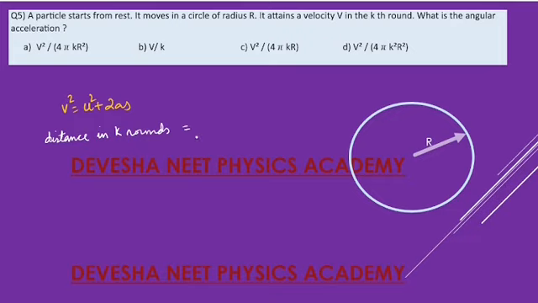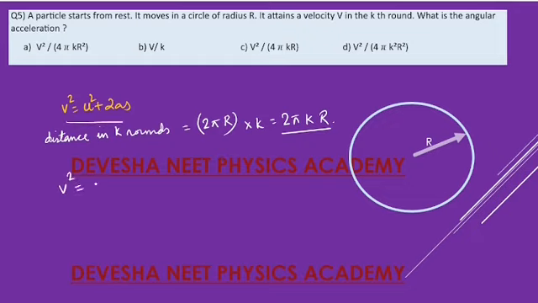Is equal to circumference, right? So what is circumference? We know a circle is 2 pi r, into k. So 2 pi k r. This is the total distance being traversed. So why are you doing this? Because we are applying this formula.